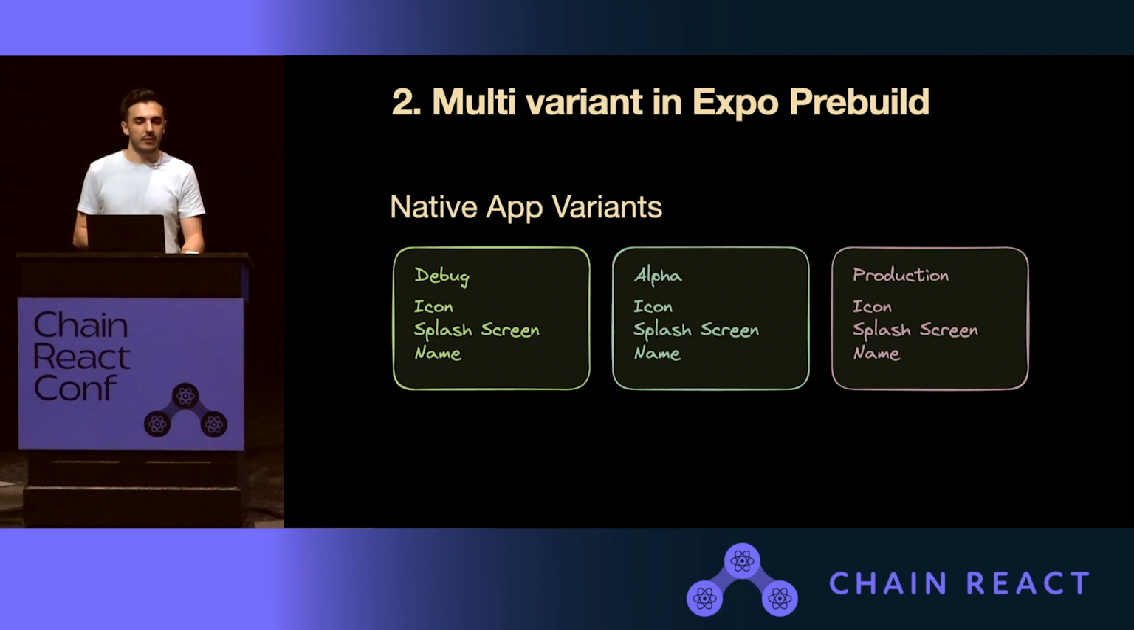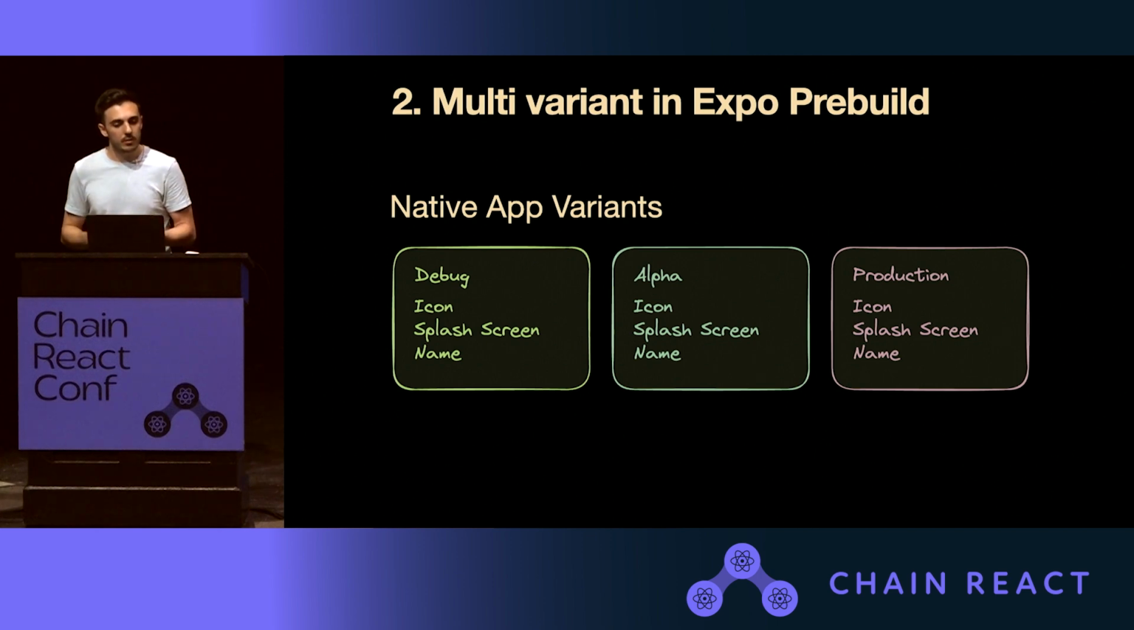So, multivariant projects. Our current native structure is similar to a native app with multiple variants. We had debug, beta, alpha, production. An important decision we made to de-risk the project was to maintain our current structure. And again, optionality was key for us to be able to execute the project.